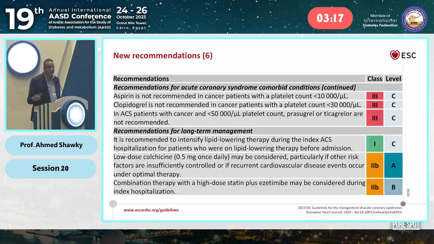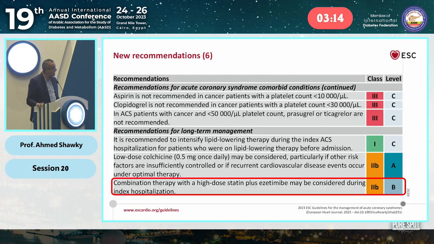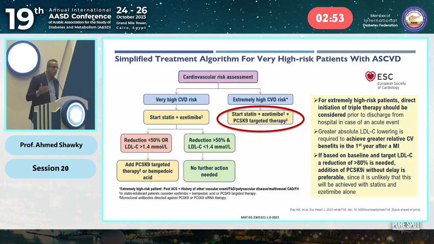Anybody listening to the last ESC guidelines on ACS, they even advocated in certain patients, for the very first time for dyslipidemia, that we can start with combination therapy. Not a very high level of evidence, not a very high class of recommendation, but combination therapy from the start in those with a high risk. And of course, there is this data coming, again, this is just a consensus, not a guideline, that if the patient has an extremely high risk, like recurrent myocardial infarction or polyvascular disease, we might start with triple therapy, including the PCSK9 monoclonal antibodies.